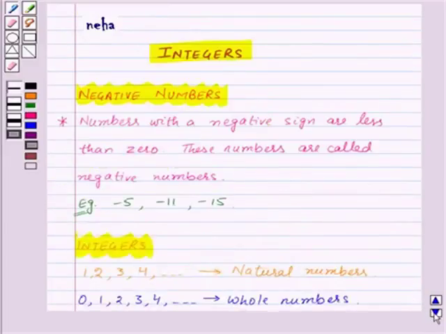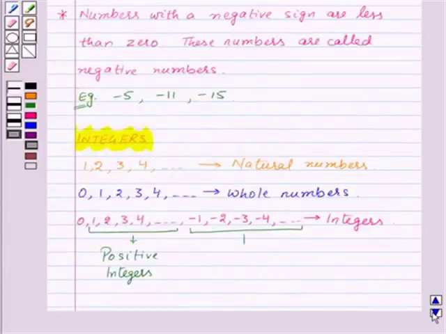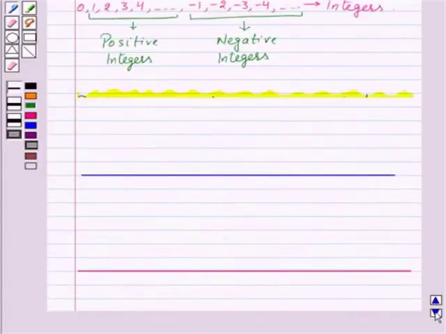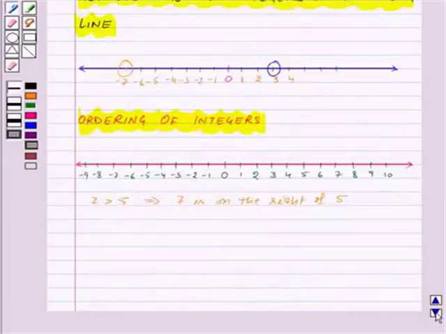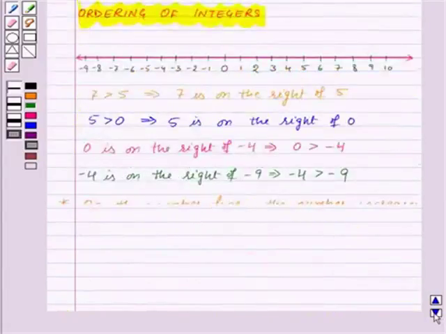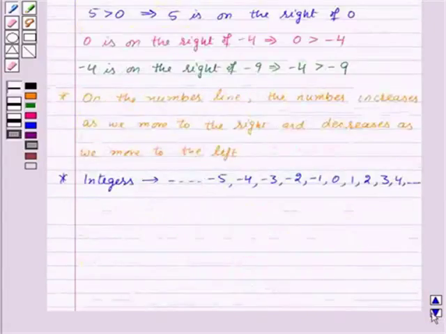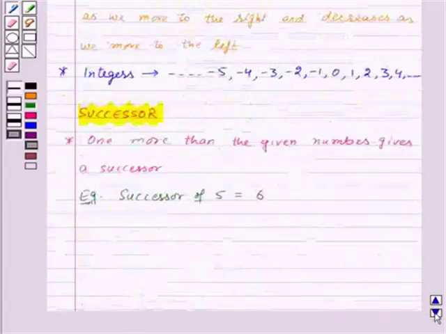So in this session we have learned what are negative numbers, integers, representation of integers on a number line, ordering of integers, what is the successor and predecessor of a number.